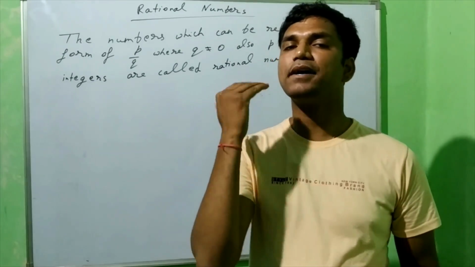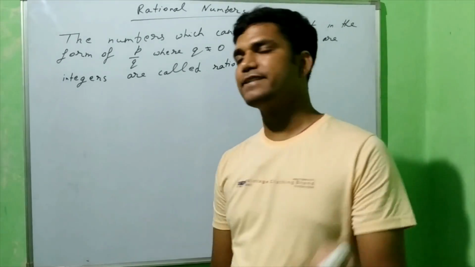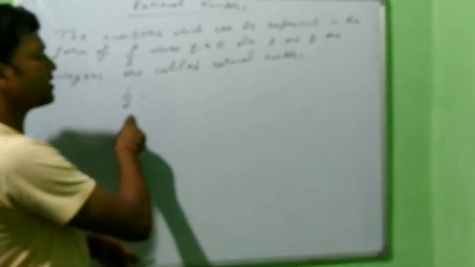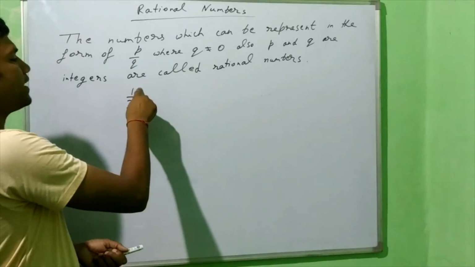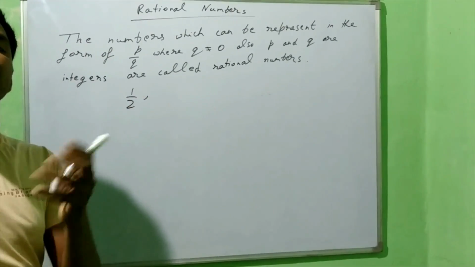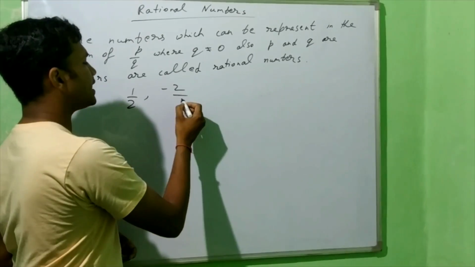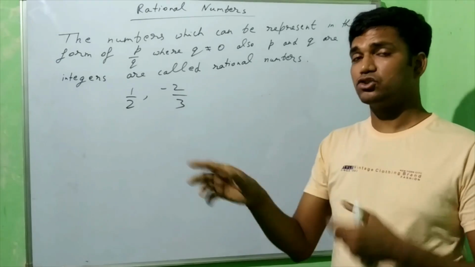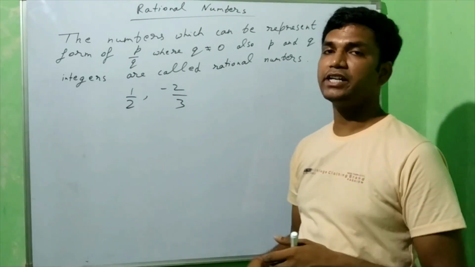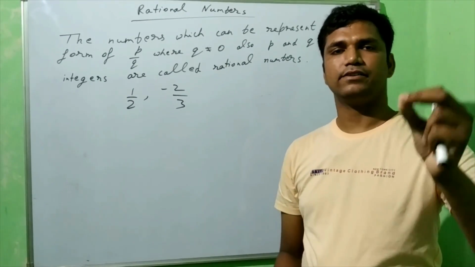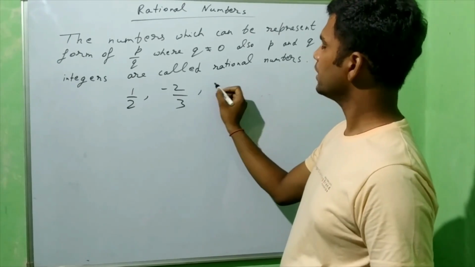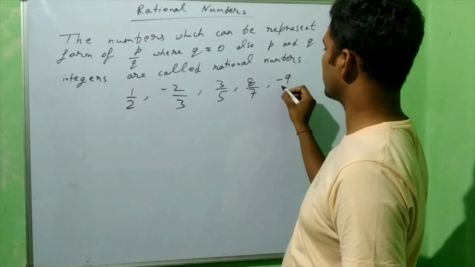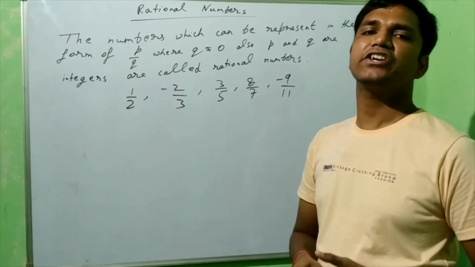The denominator must never equal 0. 1 upon 2 is a rational number because the denominator is not equal to 0 and the numerator and denominator are both integers. Minus 2 upon 3 is also a rational number because the denominator is 3, which is not equal to 0, and the numerator is minus 2, which is an integer. Now 3 upon 5, 8 upon 7, minus 9 upon 11, these are all rational numbers.